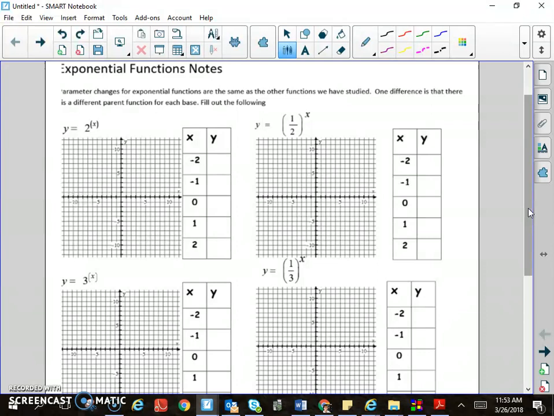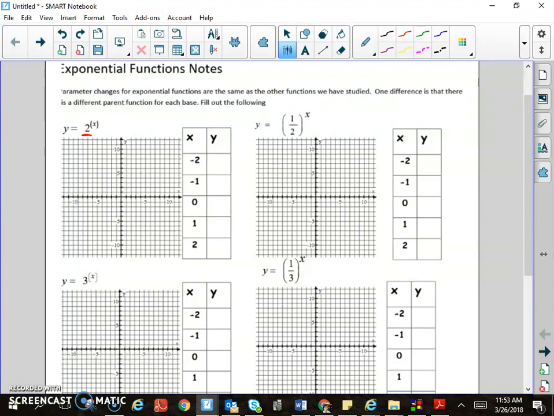So they're a little weird. They're different than the graphs you've done previously, especially when you graph logs, but the setups are the same way. They're still A, B, H, and K transformations. So to fill out the table, you have to look at the base power of the graphs you're dealing with. So this number here is what we refer to as the base. It's not your B value, but it's the base power of the exponential.